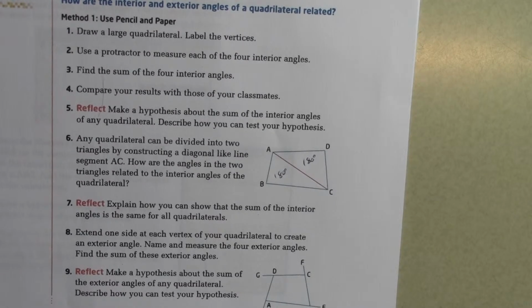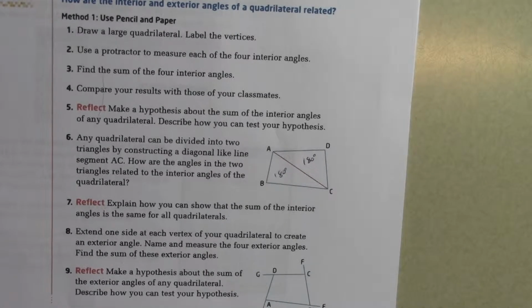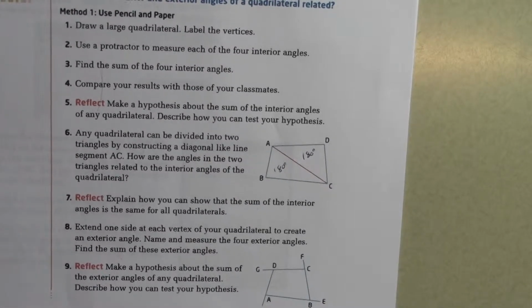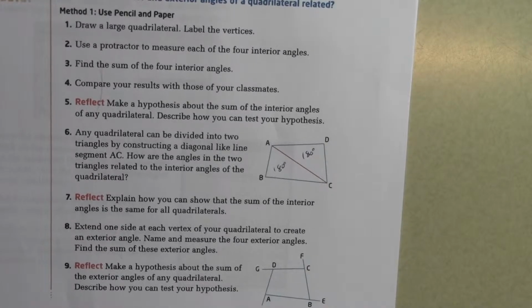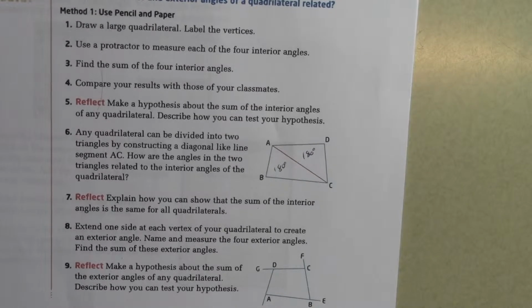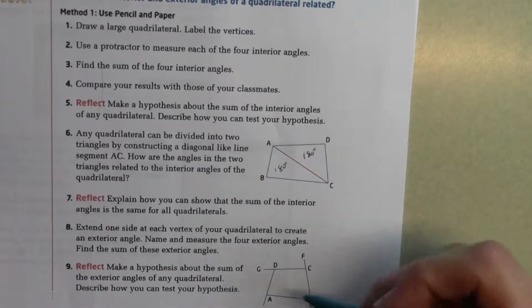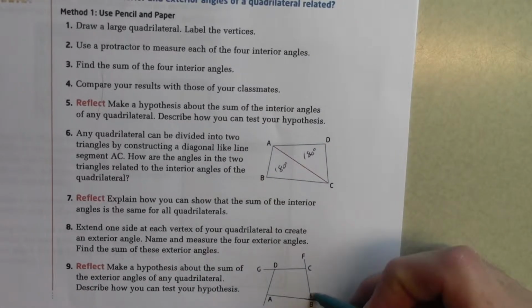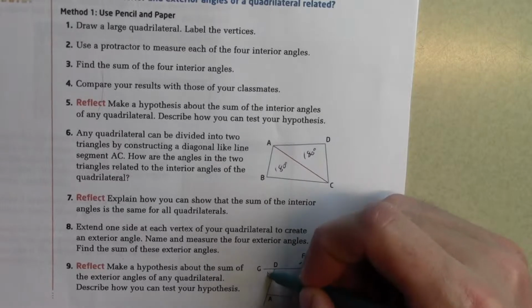Explain how you can show that the sum of the interior angles is the same for all quadrilaterals. I think we've exhausted that point. Yes, we've done it. Extend one side at each vertex of your quadrilateral to create an exterior angle. Name and measure the 4 exterior angles. Find the sum of these exterior angles. So we extend them here, we can see, and then we have these angles.